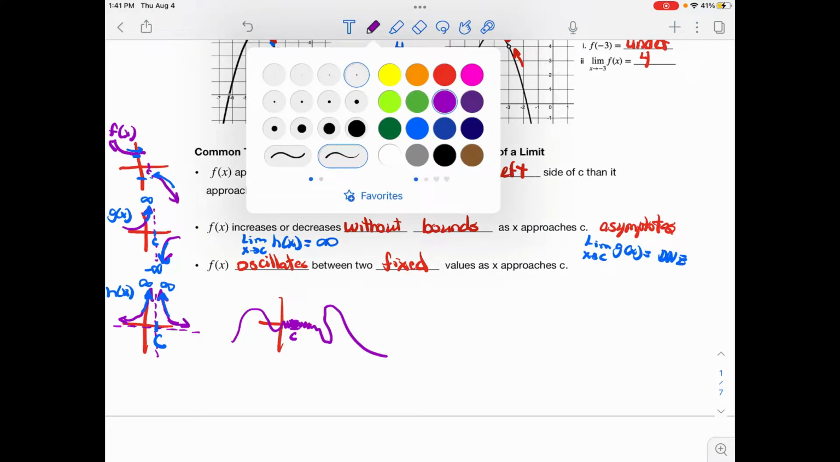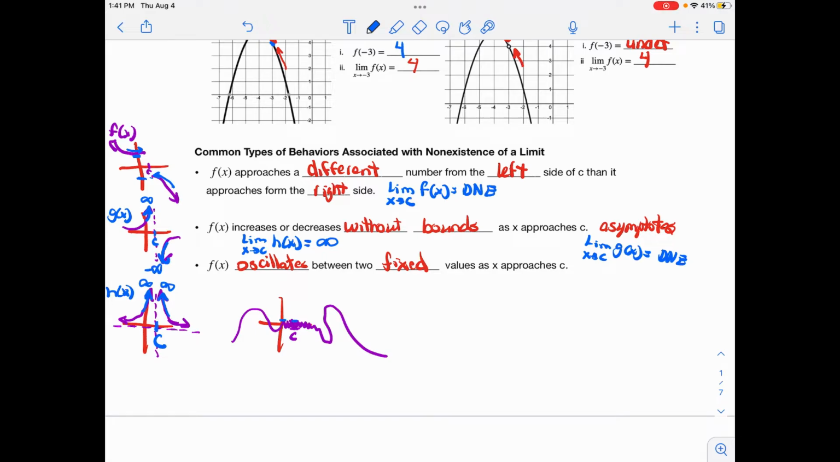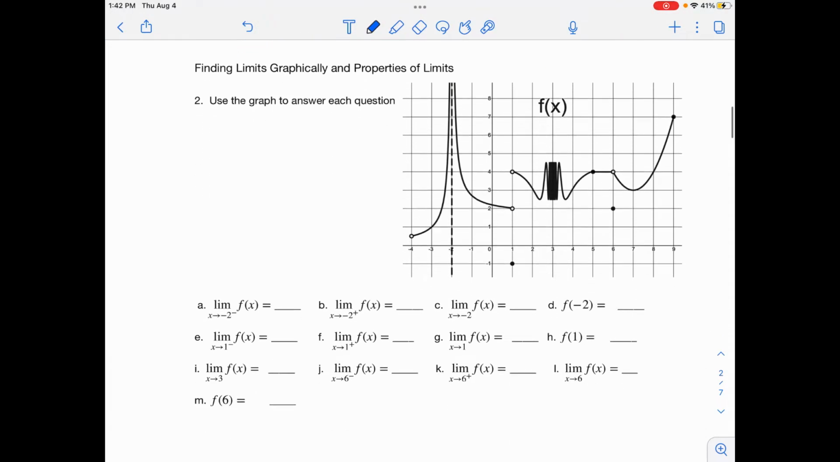Let me change my color. We're bouncing between this positive height here and this negative height. So it's bouncing up and down, up and down, between those heights. And so we can't decide whether it's the positive value or the negative value it's approaching, because it's getting really, really close, really fast. I can't draw it as close as it actually gets. So we would say, we'll call this j of x, the limit as x approaches c of j of x does not exist, because it's bouncing between two fixed values. So make sure you can recognize those three cases where the limit does not exist.